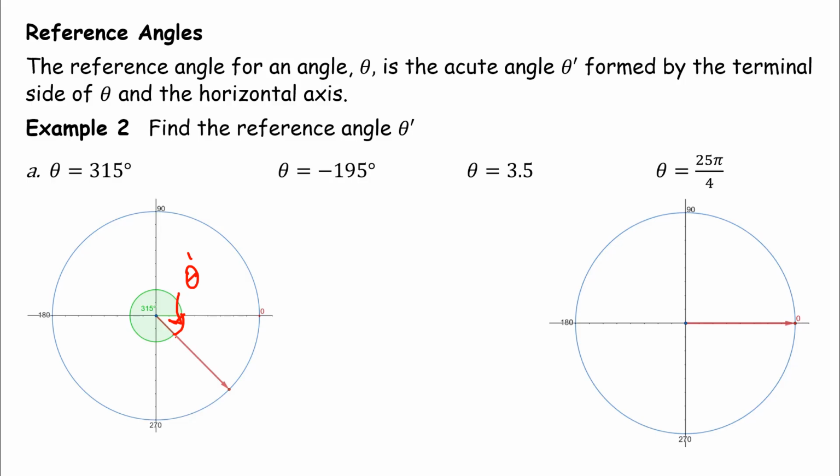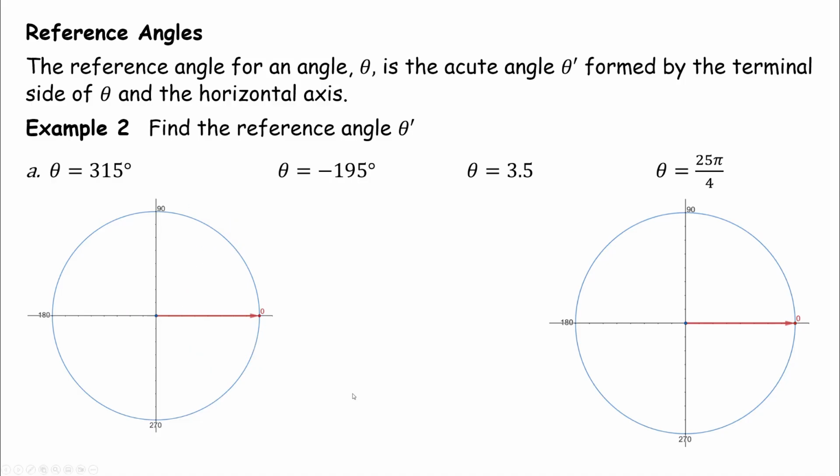So how do we figure out what that is? Well, here you're going around 315. The question is, how much further would you have to go to get to 360? Because that's what theta prime is. To figure that out, all you have to do is say 360 minus 315, and that gives you 45 degrees. That's what this angle is, because that is how far you would need to go to get to 360 after going 315. So the reference angle for 315 is 45 degrees.